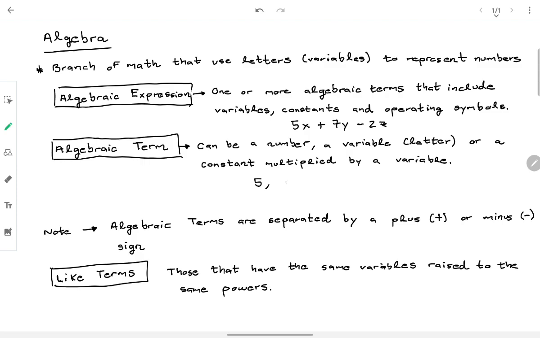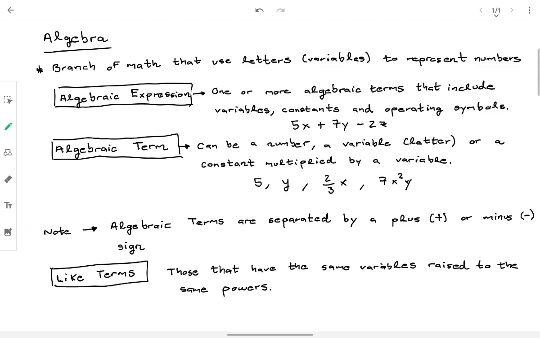If we have a letter, maybe y, it will also be an algebraic term. If we have a constant multiplied by a variable, maybe 2/3 multiplied by x, that will be an algebraic term. Also, if we have something like 7x squared y, that will also be an algebraic term. So that's the definition for algebraic terms.